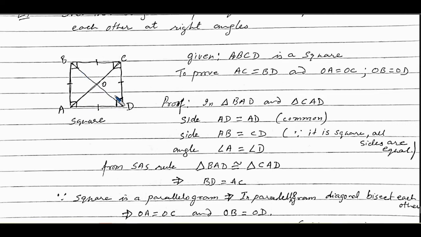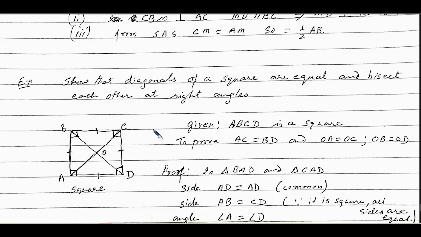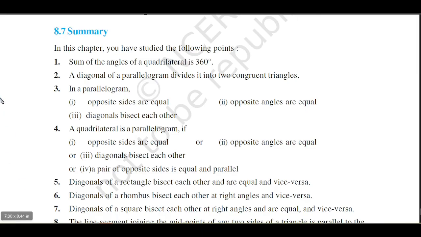The diagonals of a square are perpendicular bisectors. So this is what we have proved here: they bisect each other at right angle. So now let us summarize what we have done in quadrilaterals in the last two lectures.